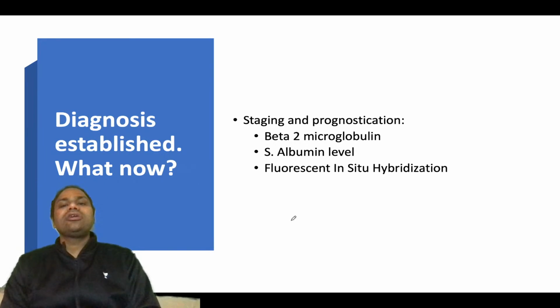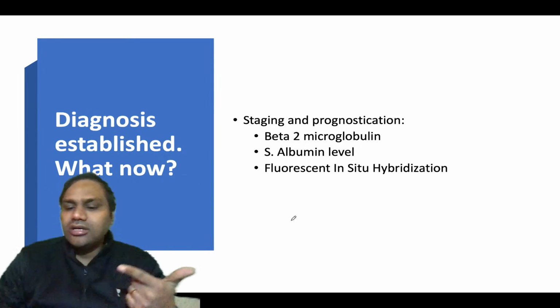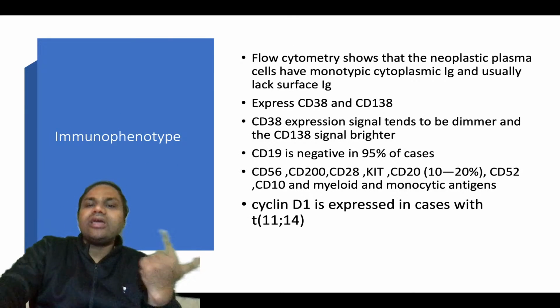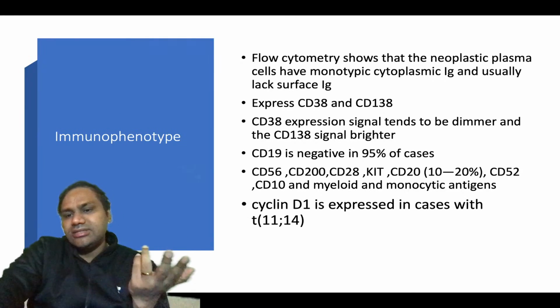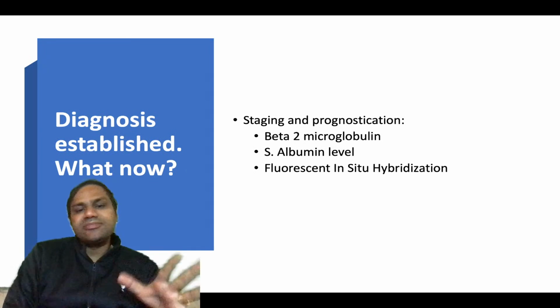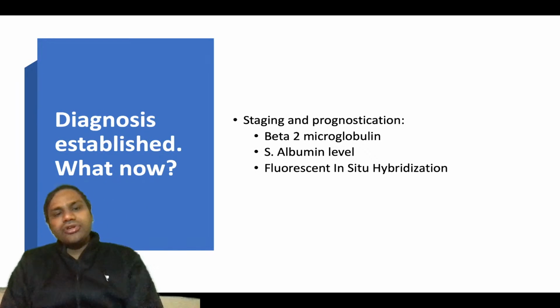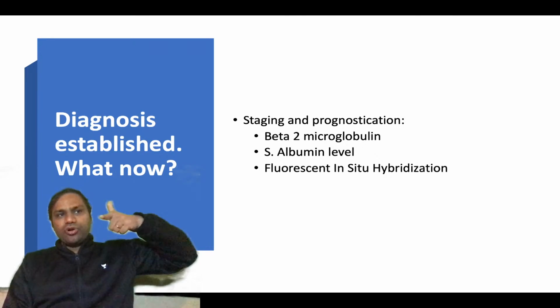You have verified, you have immunofixed, you have done serum protein electrophoresis. Okay, you have done IHC. By that you have now diagnosed that it is multiple myeloma. Then what you need to do? You need to do some more investigation for staging purpose and prognostic purpose.